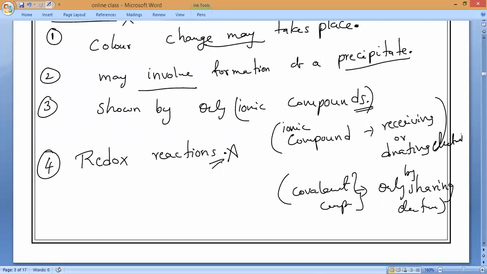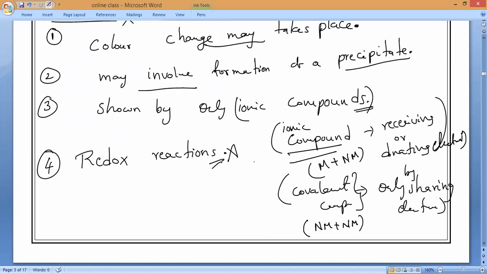Kindly remember, one donor and one receiver should be there to form ionic compounds. Majorly, if you want to say, one metal and one non-metal will react to form ionic compounds. Covalent compounds will be formed by non-metals plus non-metals, by sharing electrons. That is what you have to remember.